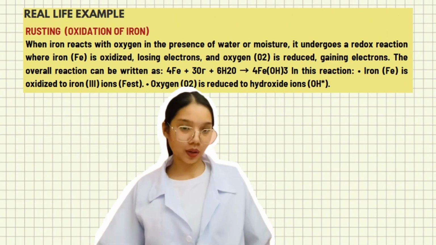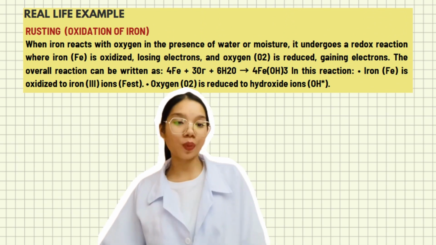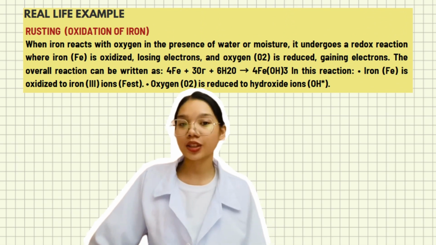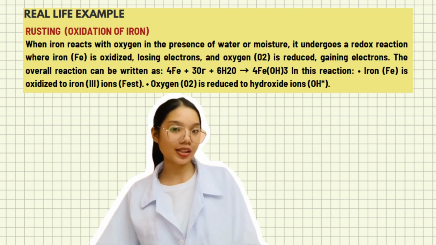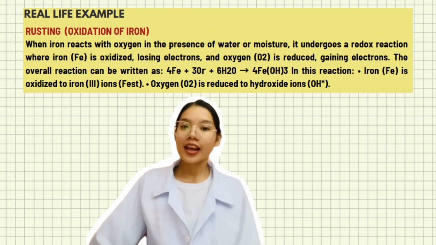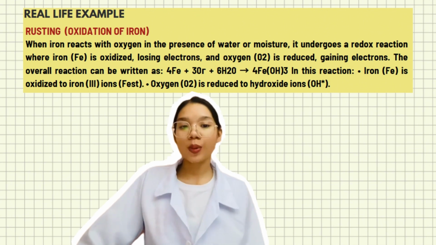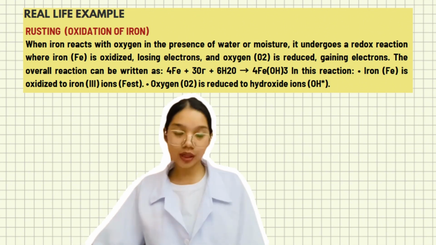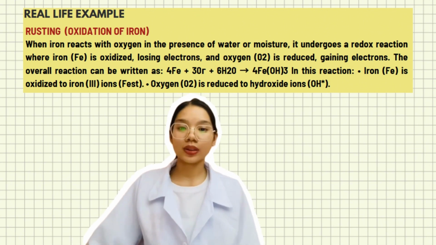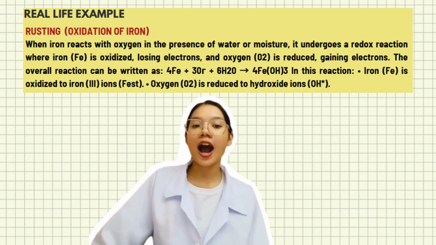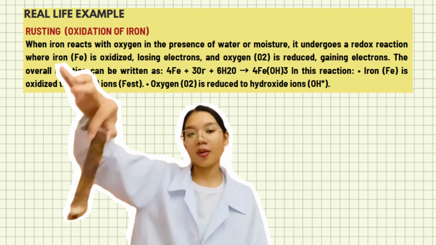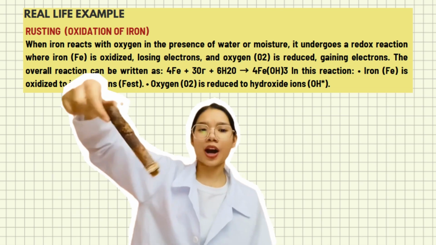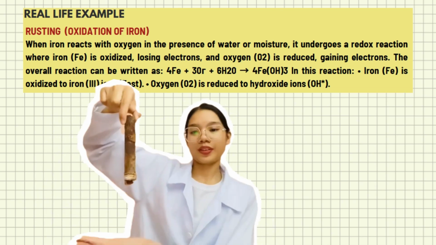A real-life example of a redox reaction is the process of rusting, the oxidation of iron. When iron reacts with oxygen in the presence of water or moisture, it undergoes a redox reaction where iron is oxidized, losing electrons, and oxygen is reduced, gaining electrons. In this reaction, iron is oxidized to iron 3 ions, while oxygen is reduced to hydroxide ions. This results in the formation of rust, which is primarily iron 3 hydroxide. So this is a common example of a redox process occurring in everyday life: rusting.